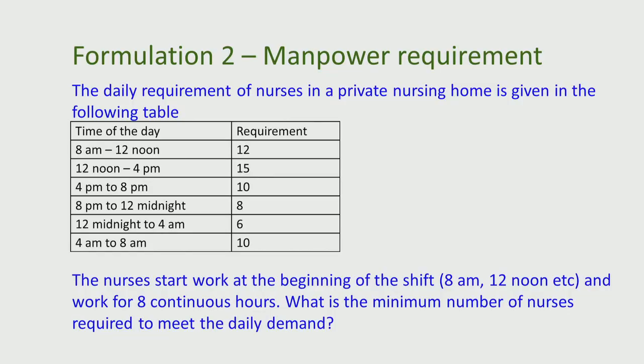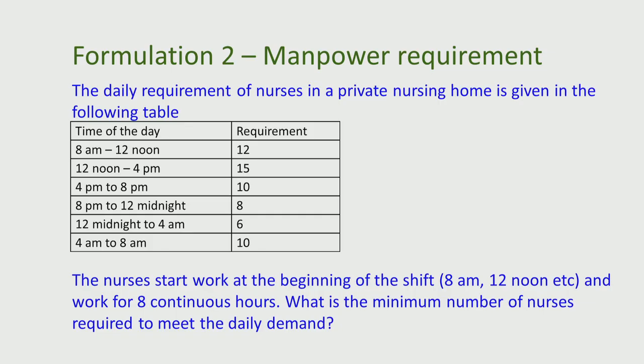In this class, we look at some more aspects of formulating linear programming problems. We now look at the formulation of the manpower requirement problem. The problem is as follows. The daily requirement of nurses in a private nursing home is given in the following table.